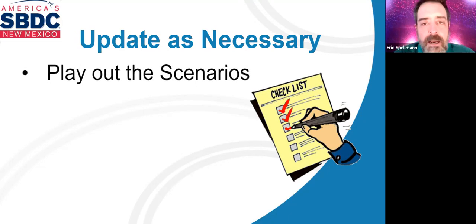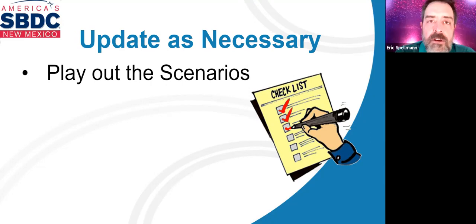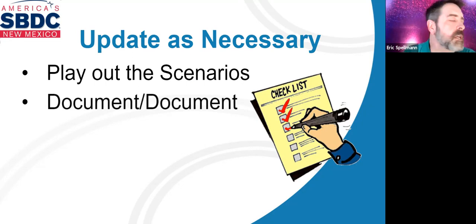Update as necessary. It's the last slide. Play out the scenarios like I just talked about, and I'm giving you a whole bunch of scenarios that can happen. Play them out as it relates to your business and ask, how soon will I be back up? What's going to be the downside? How angry will people be? What are we going to tell people? Document, document, document. If you don't have a disaster recovery plan, make one.